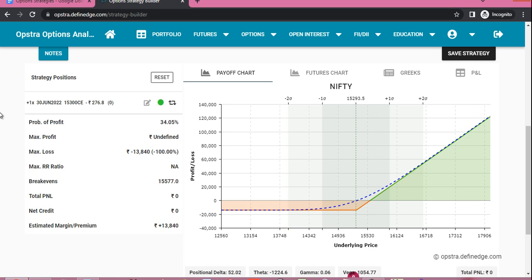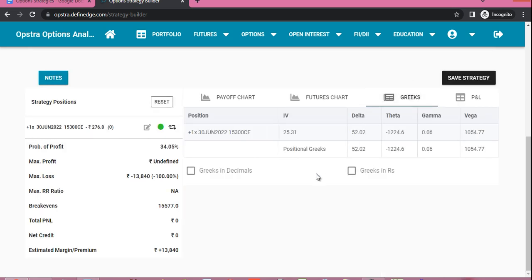Now let's continue. So Nifty is trading at 15,293, in round figure 15,300, and we think that Nifty will go up. So we'll buy a June series 15,300 CE or call option at 276.8 rupees. Now let's look at the Greeks. Click on Greeks in decimals. So only 4 Greeks are shown. First Greek is Delta, which is 0.52. That means if Nifty changes by 100 rupees, the Nifty's option price will change by 100 into 0.52, that is 52 rupees.